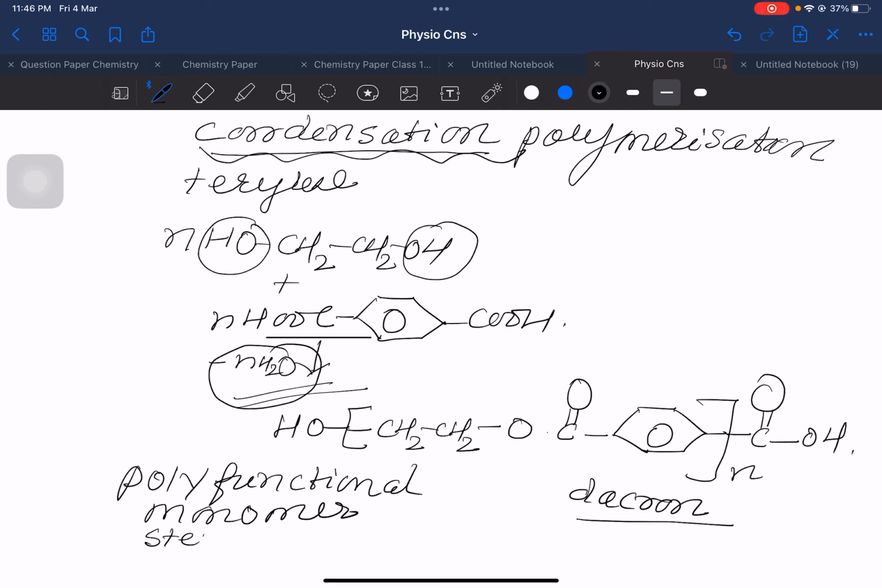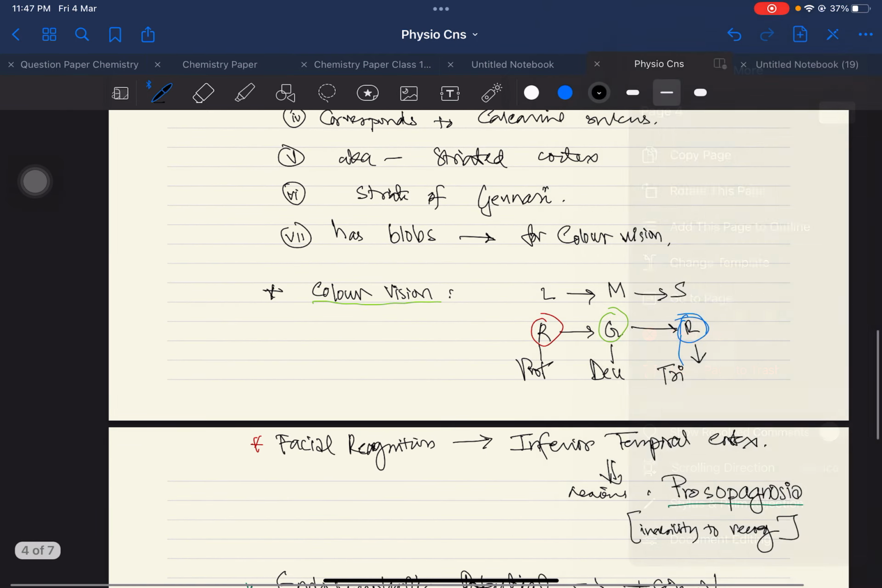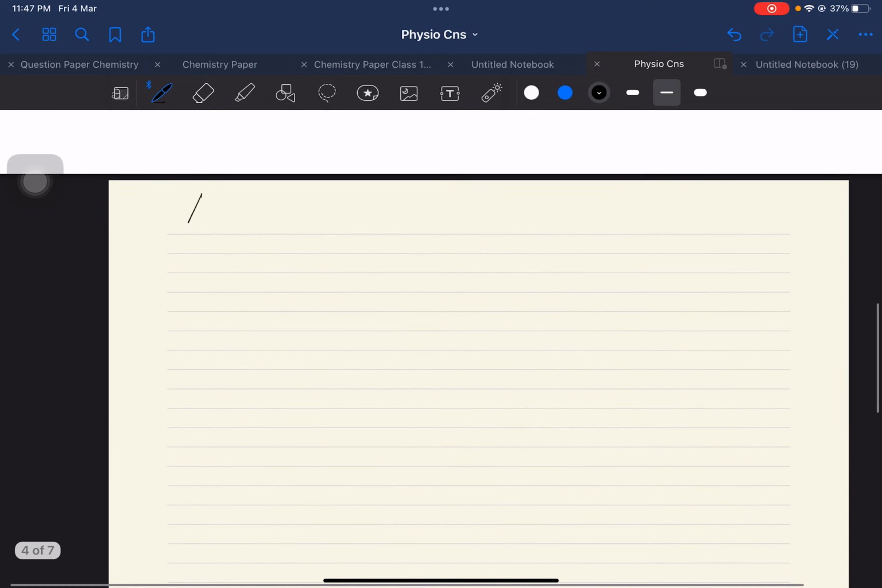This process continues until a high molecular mass polymer is obtained. Now, next one is ring opening polymerization.